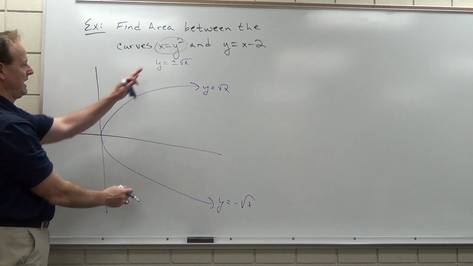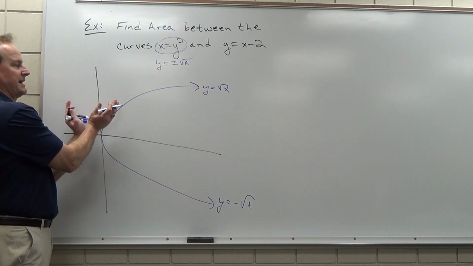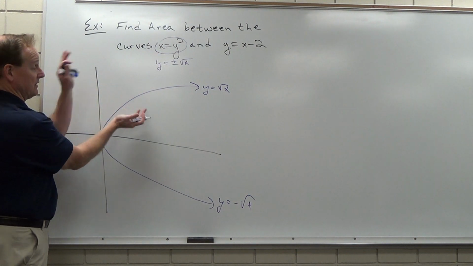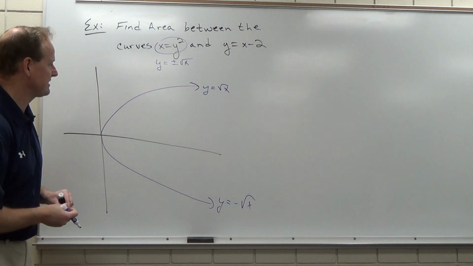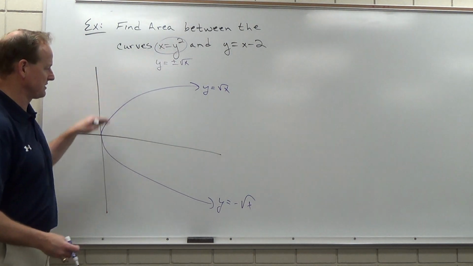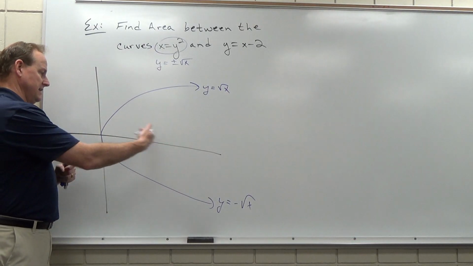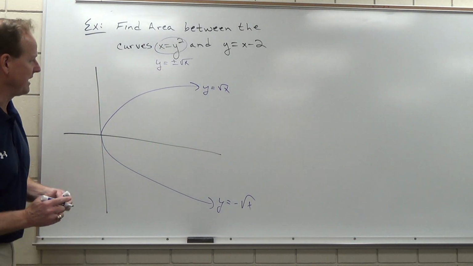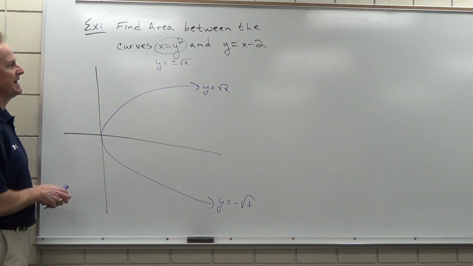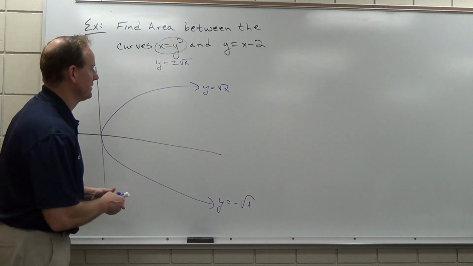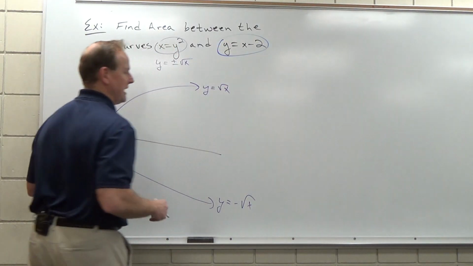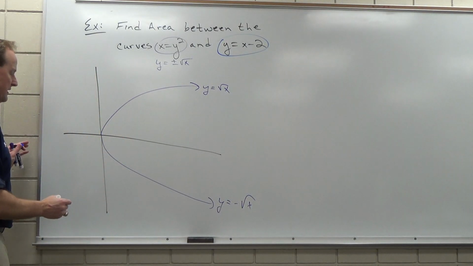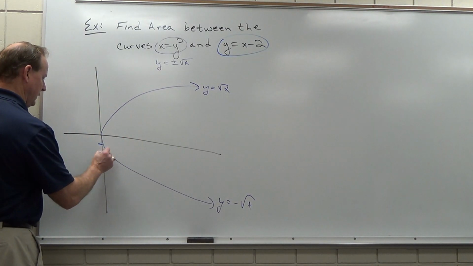We switch the x and the y, so instead of y equals x squared, we flip it around and call it x equals y squared. It's just a parabola sitting this way. If that makes sense for you. So we have that. And then we have the line y equals x minus 2, and I'm going to use blue here for this. Now I'm not using red and green because I don't necessarily know which one's on top or on the bottom.